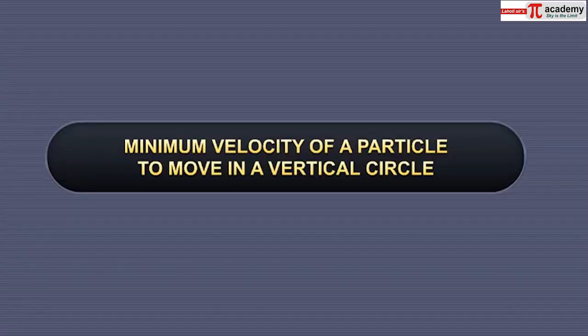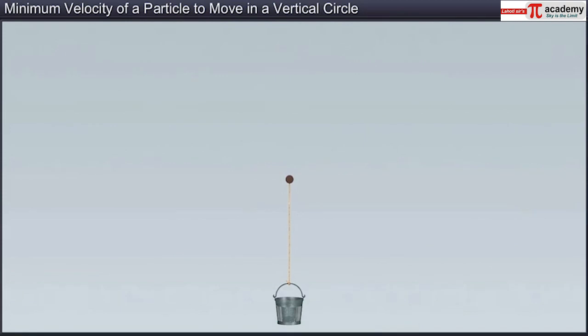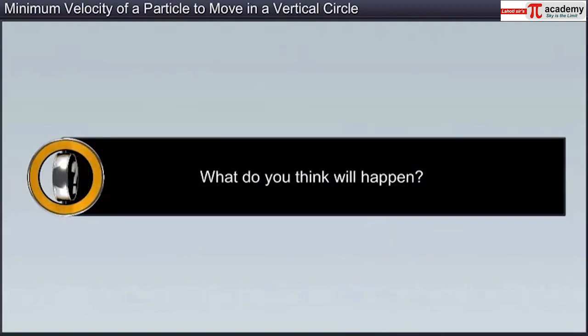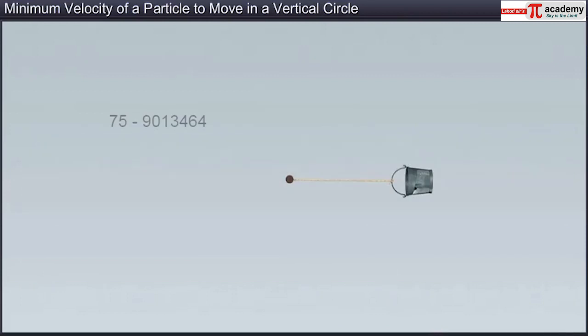In this module, you will learn about the minimum velocity of a particle to move in a vertical circle. Take a small bucket of water and rotate it slowly in a vertical circle. What do you think will happen? The water in the bucket spills out as it reaches the highest position along the vertical circle and becomes upside down.